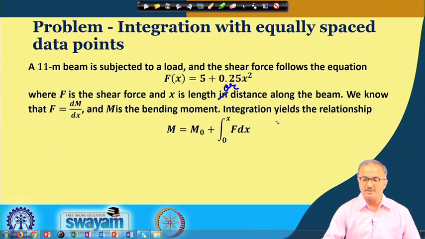Now, you see that if you integrate this equation, you can get this particular equation to find out the moment at any position x. So, 0 is the initial value of x. It is a simple analytical way of doing this integration. Here we have this f dx that is to be integrated.